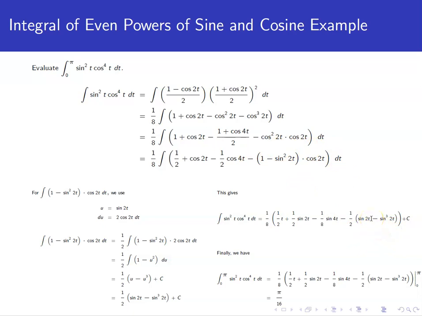This problem now was asking us to do a definite integral, so I need to plug in the endpoints 0 and pi. Well, notice that if you plug in either 0 or pi into sine of 2t or sine of 4t, you're going to get 0. So the only thing that's going to survive is the 1/2 pi. It's also being multiplied by the 1/8, so you get a final answer here for our definite integral of pi over 16.